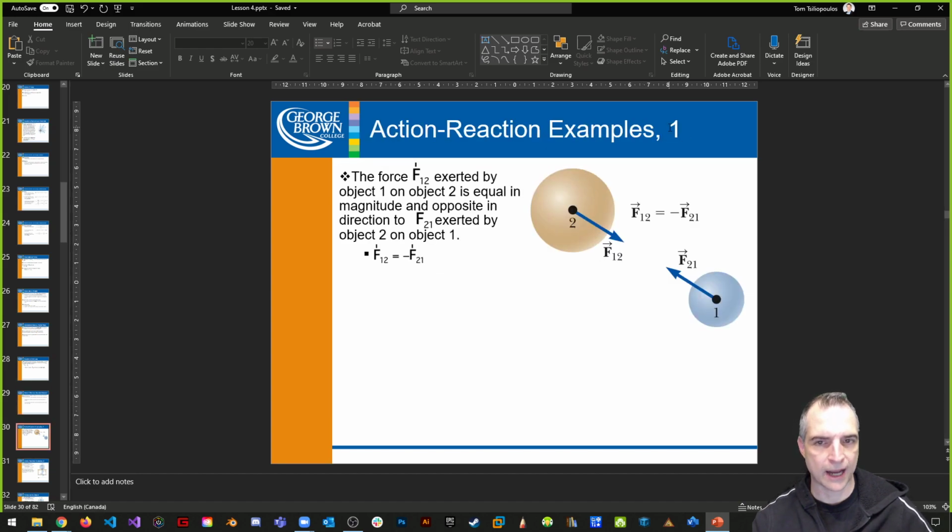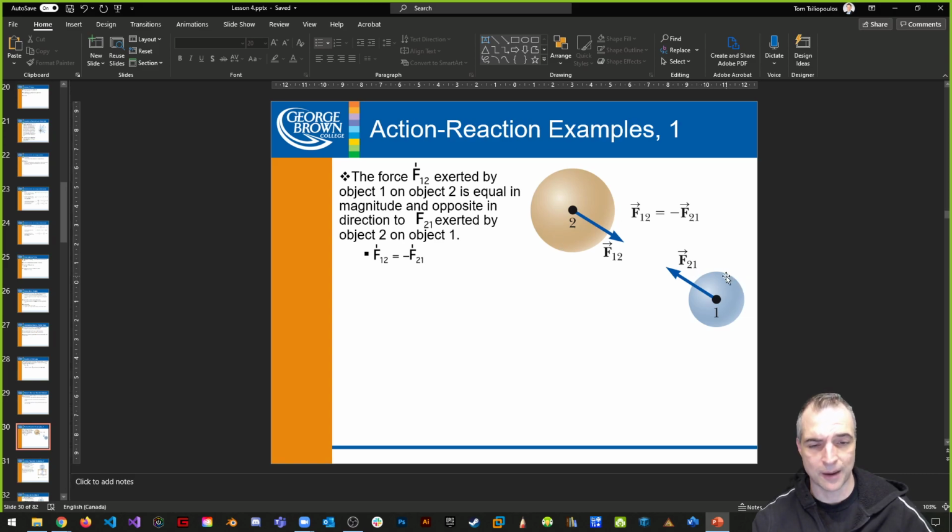Here's an action-reaction example. The force F12, from 1 to 2, exerted by object 1 on 2, is equal in magnitude and opposite in direction to force F21, exerted by object 2 on object 1. Now notice that these objects have different masses. So if the amount of force exerted on both objects is the same, it's going to have an effect on which object moves when they collide.